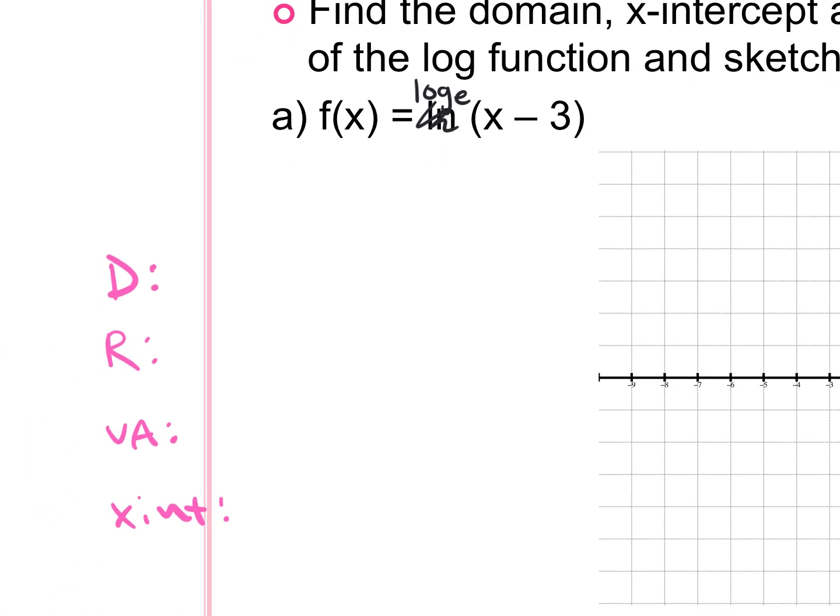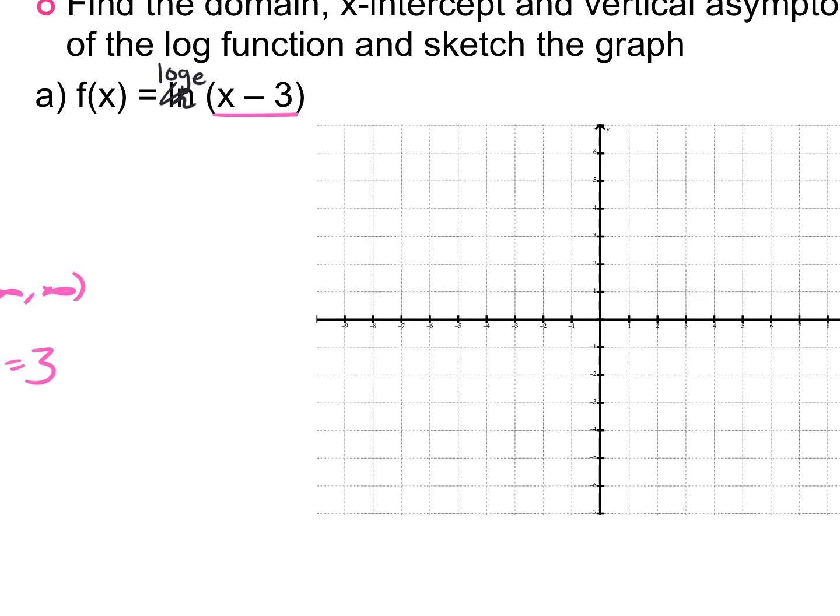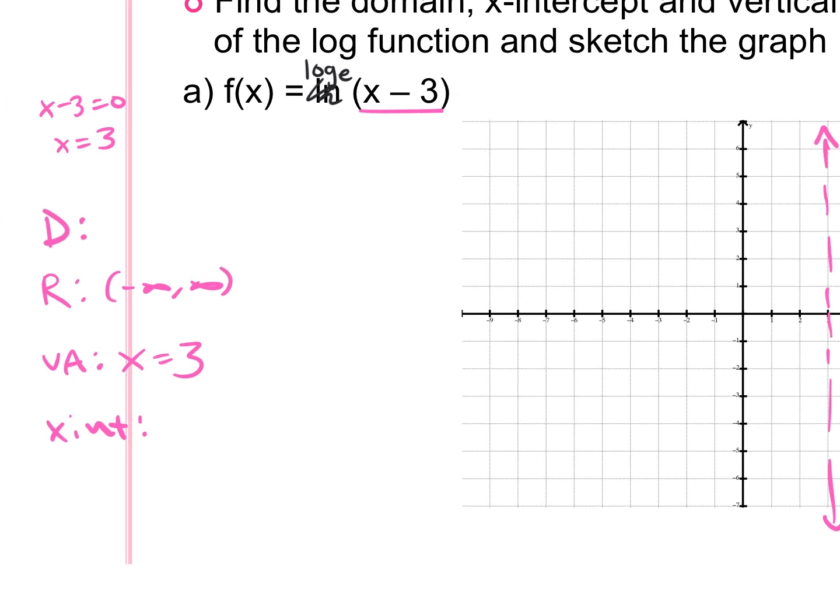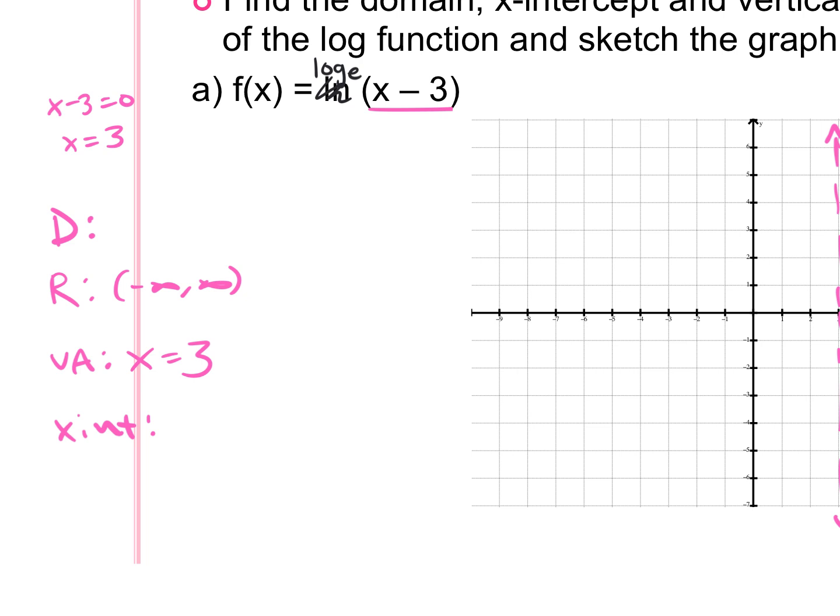Let's start with the easy one. What's the easy one? The range. What's our range? -infinity to +infinity. Next, let's find our vertical asymptote. What do we do to find the vertical asymptote? Set the parentheses equal to 0. So we have x minus 3 equals 0, x equals 3. So our vertical asymptote would be x equals 3. I'm going to put a vertical line right through 3. So what would our domain be?